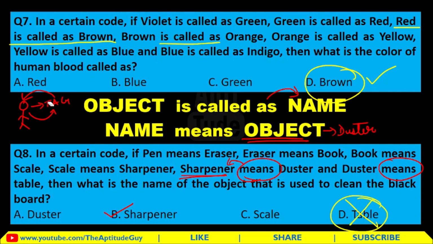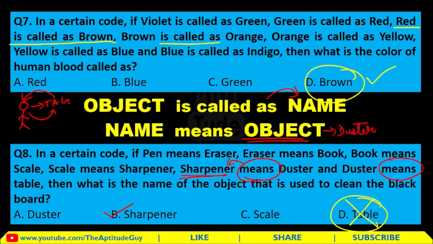So whenever you get confused between is called as and means in these kinds of questions, just use yourself as an example. I am called as my name, and my name means me. That's it. Alright, if you still have some doubt in this, definitely drop them in the comment section with some specific doubts. I'll definitely try to answer them in the comments.